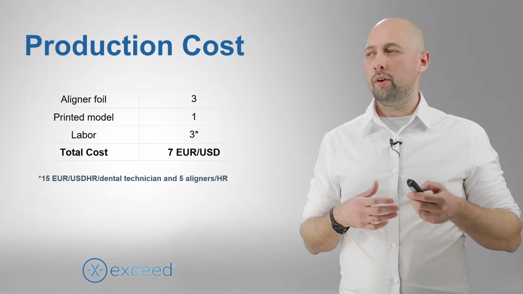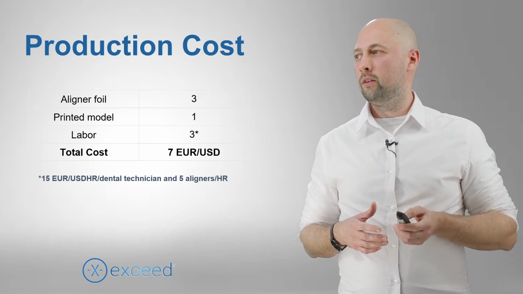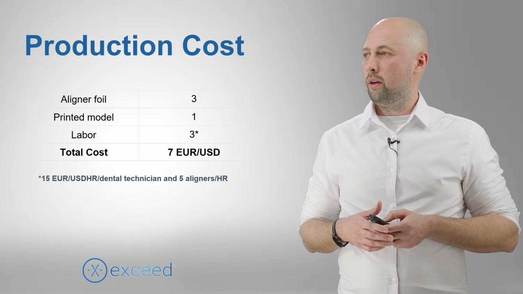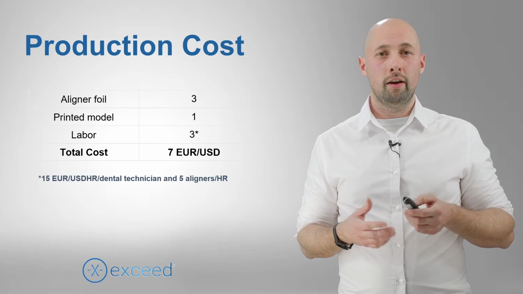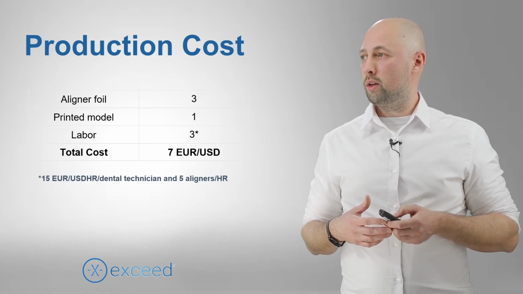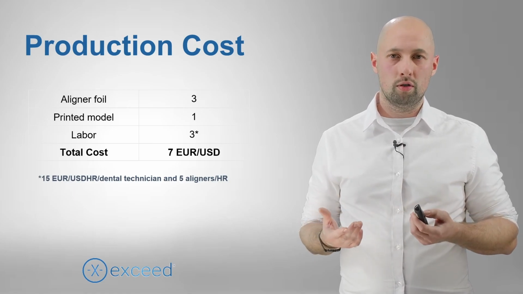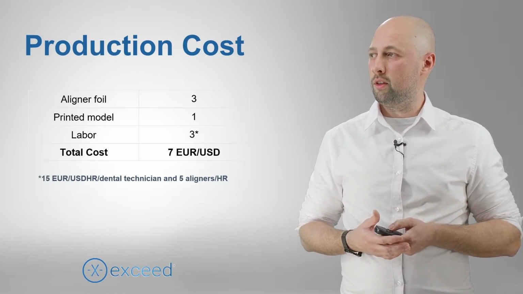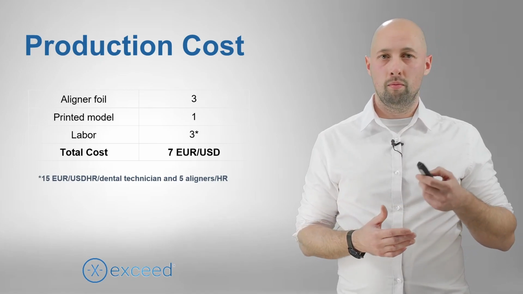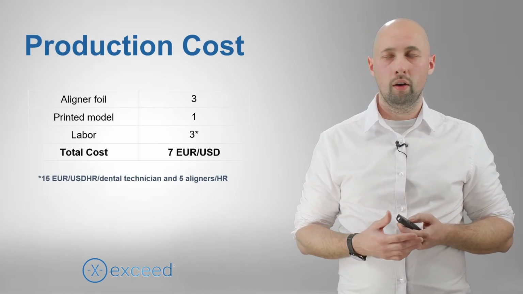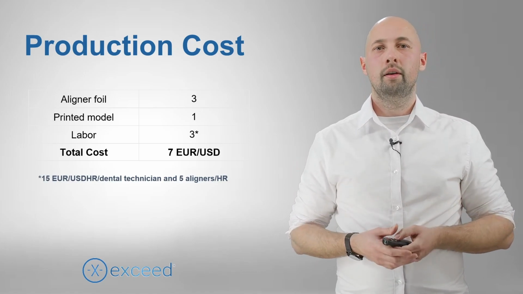And considering that you have a dental technician that you pay around €15 per hour, and this technician produces about 5 aligners per hour, that will show us €3 per aligner in terms of the labor costs. So in total, that would be €7 per aligner. But again, it may vary from country to country, from market to market. And again, you can use the multi-layer, you can use the single layer. It's really up to you.